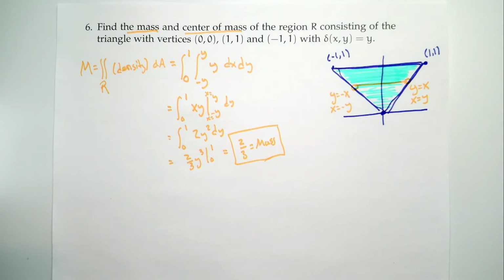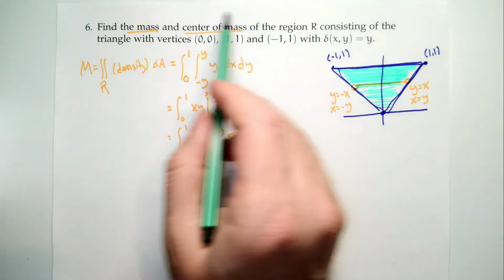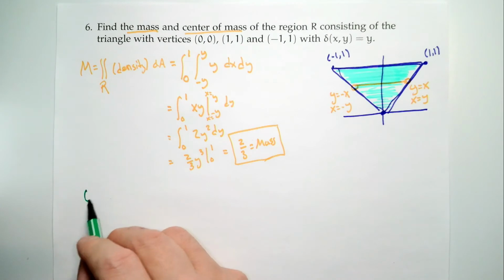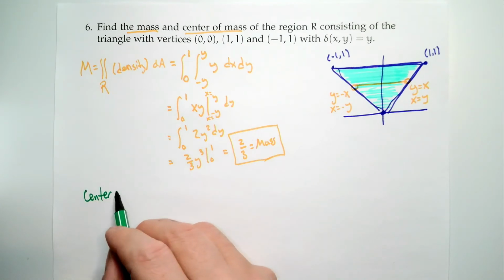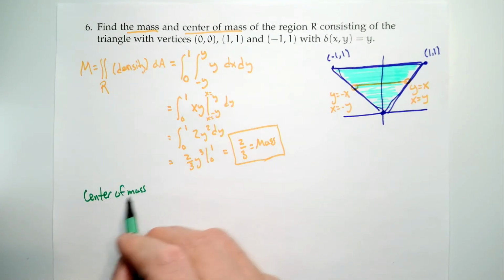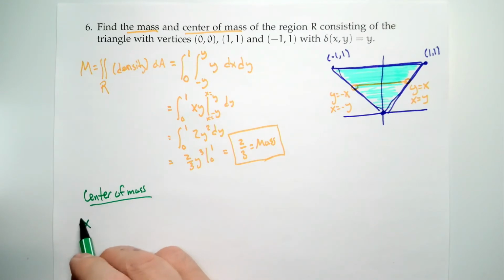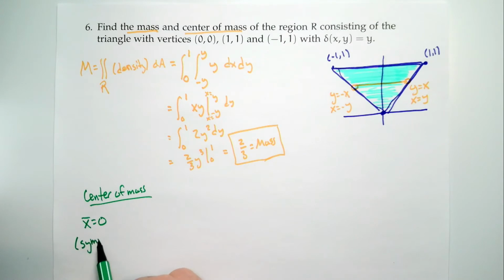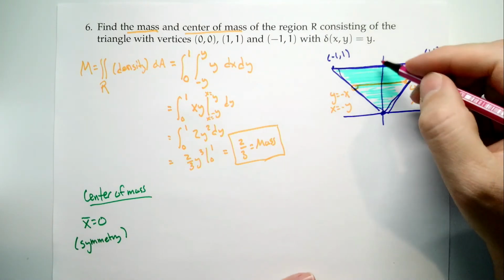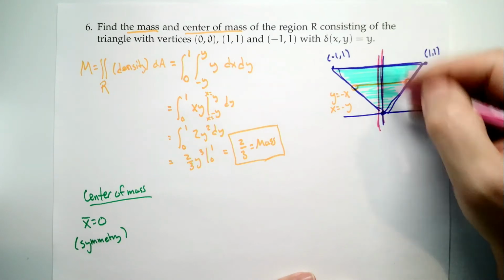Okay, so now we're ready to go into phase 2. What's phase 2 of the problem? The center. Now, center of mass, there's really 2 parts. One part is easy. x bar is 0. Why? Symmetry. What do we mean? Well, if you come to our picture and look at it, you see that there's this nice line of symmetry here.